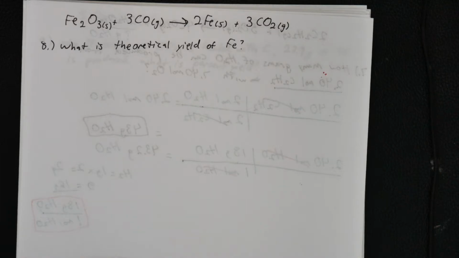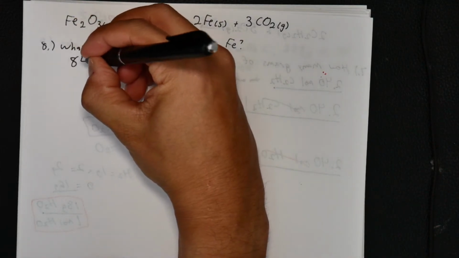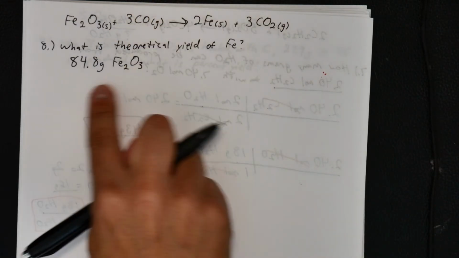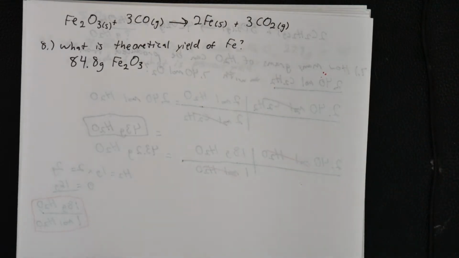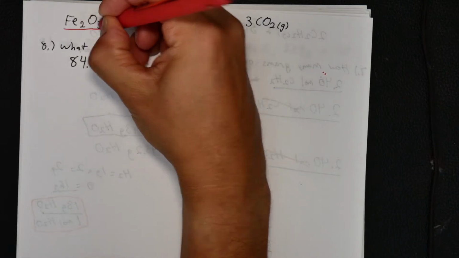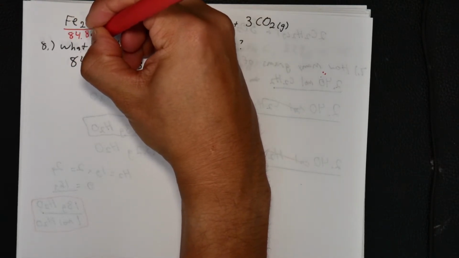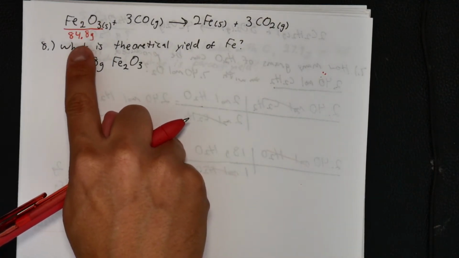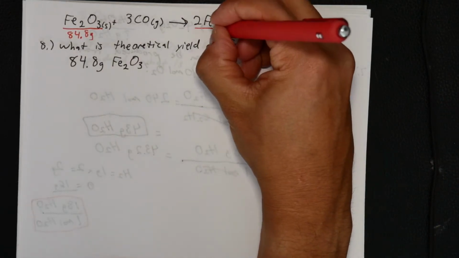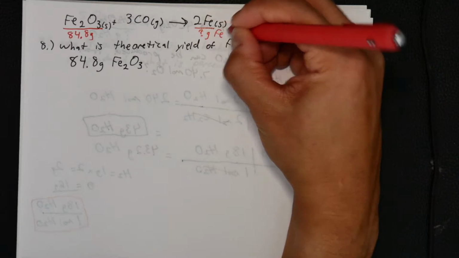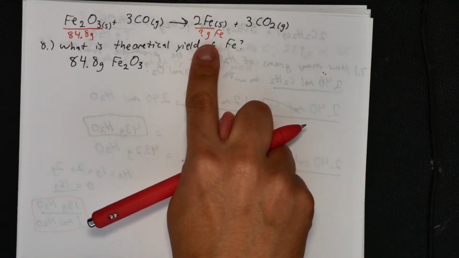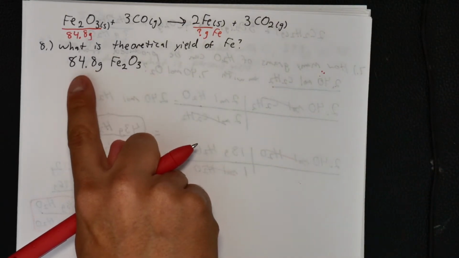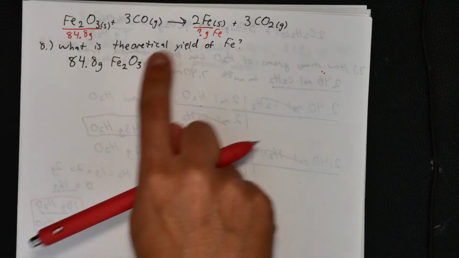And I forgot to write down, we have 84.8 grams of iron 3 oxide. So this is the material we are starting with. We are going to go from grams of this material, 84.8 grams, and they want to know the theoretical yield of iron. So they're saying if you're starting with this many grams of this material, how many grams of this material can you make? Theoretically, how much should you be able to make? This is no different than the problems we've done in Chapter 12, Section 2. We're going to go from grams of Fe2O3 to grams of iron.